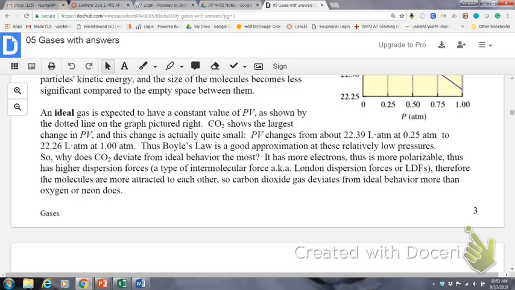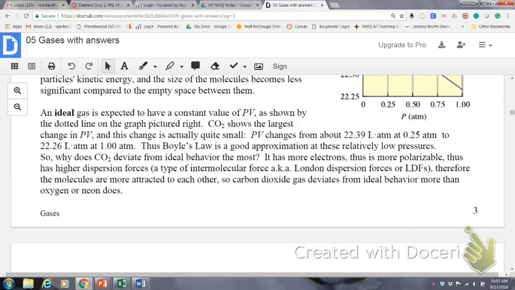And that is what? Do you remember? STP. No, not at STP. That's a good guess, though. So let's think about this conceptually. If I want a gas to approach ideal gas behavior, where should the particles be in relationship to each other? Close or far apart? Far apart. So low pressures and high temperatures are going to be where gases approach ideal gas behavior.